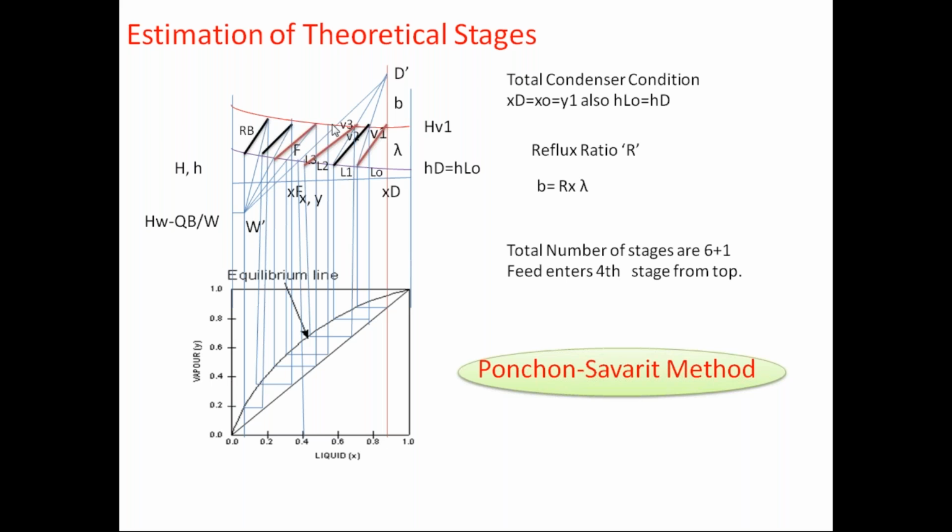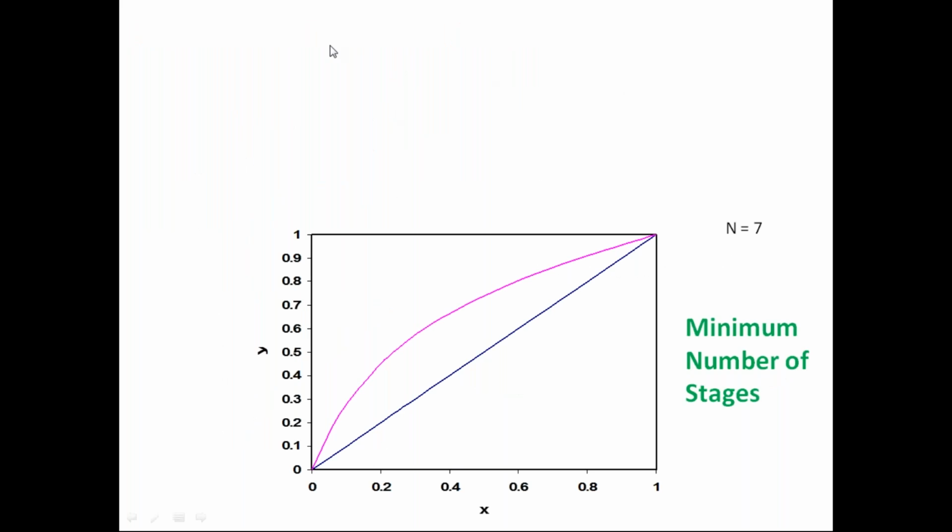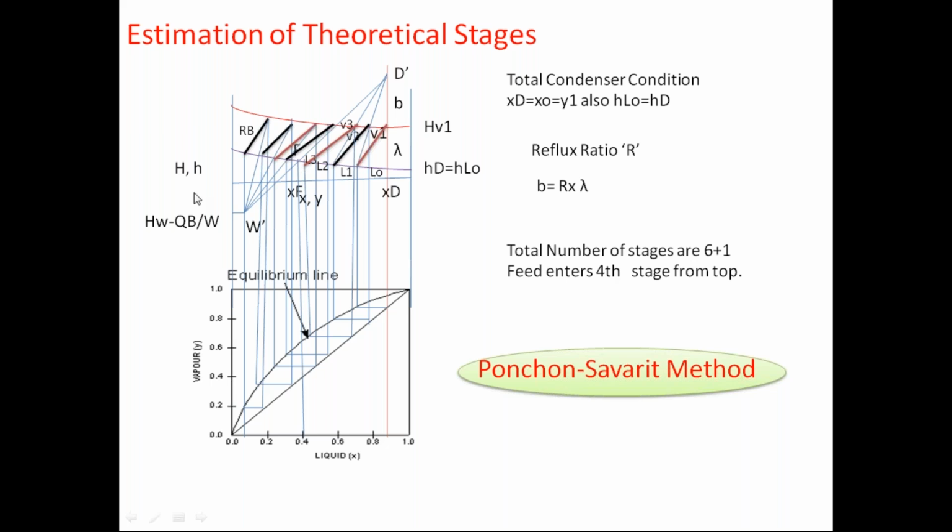So like that you can draw the number of stages which are theoretically required in a continuous distillation column. So in total you have got 1, 2, 3, 4, 5, 6 plus one is the reboiler, and also the feed will be entering from the fourth stage from the top, 1, 2, 3, 4. So here the feed is entering. So you can find out as a whole the number of theoretical stages and in which stage the feed is entering. So please watch carefully.